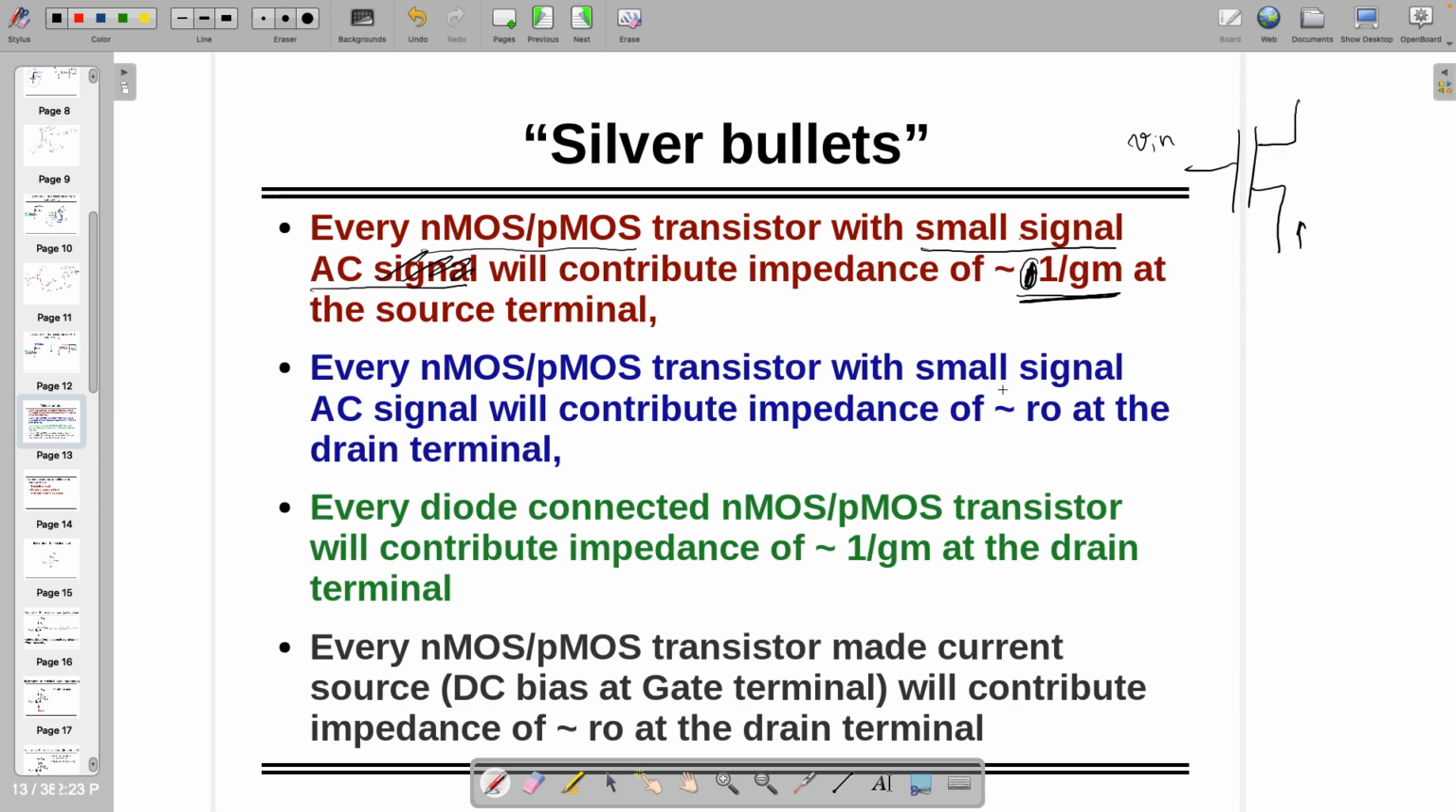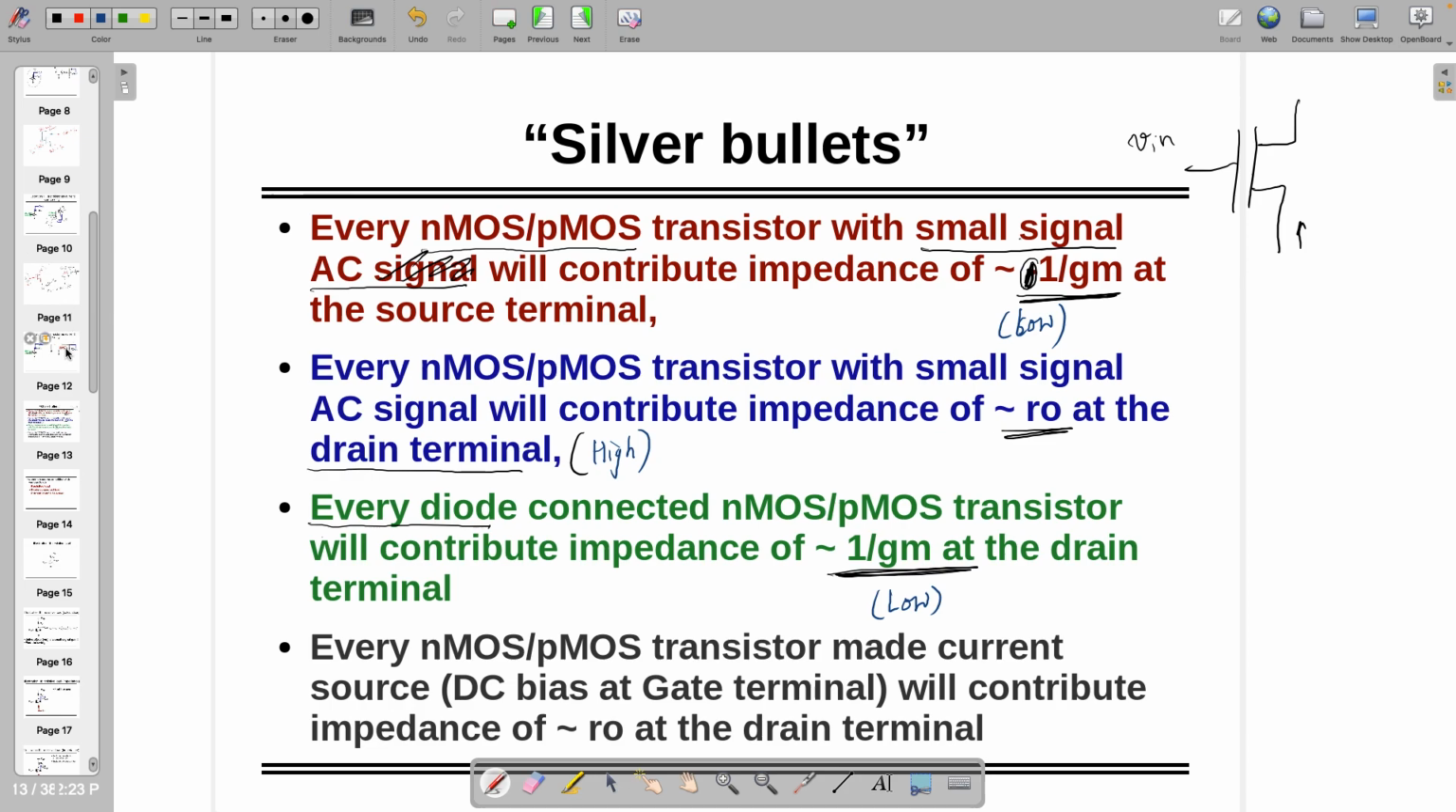One more thing, if you are looking from the drain terminal, you observe that it's approximately R0. One more thing, every diode connected NMOS or PMOS transistor will contribute 1 by GM at any terminal. Looking into any terminal, it's 1 by GM. Or you can say that the drain terminal is always going to give you high impedance. The source terminal, in a diode, is always low. Here it's always the source that is low.